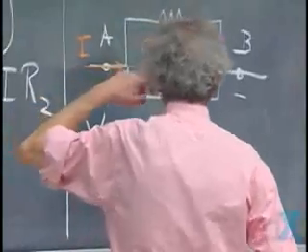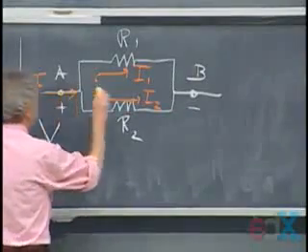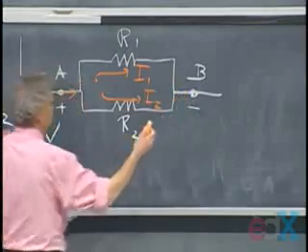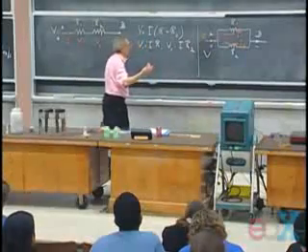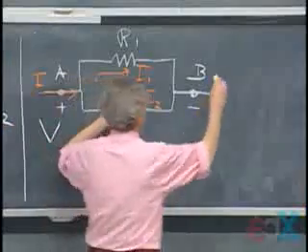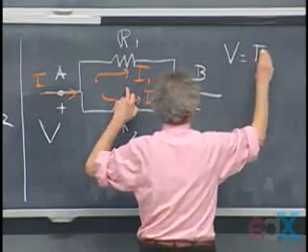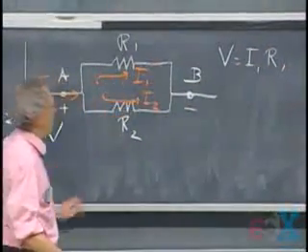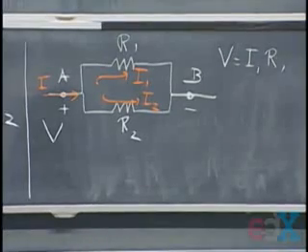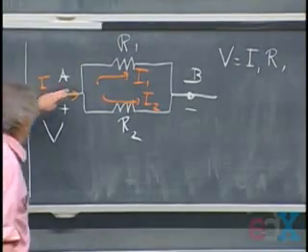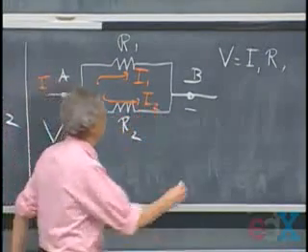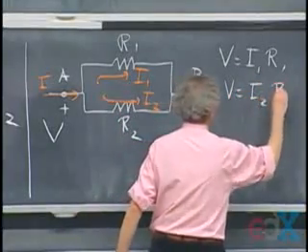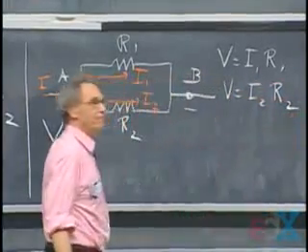So now you say, aha, the potential difference from A to B, going this route, that potential difference is V, that's a given. So V must now be I1 times R1. That's Ohm's law for this upper branch. But of course you can also go the lower branch. So the same V is also I2 times R2.